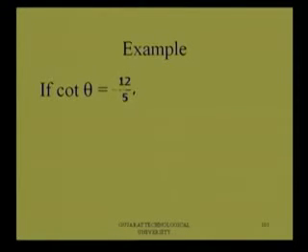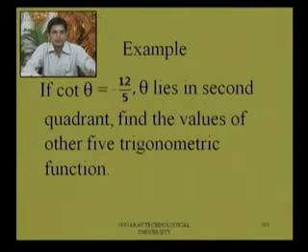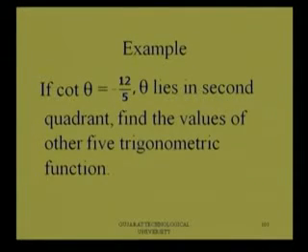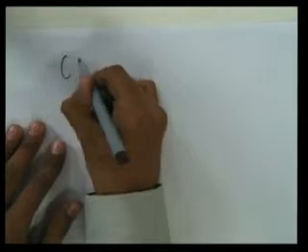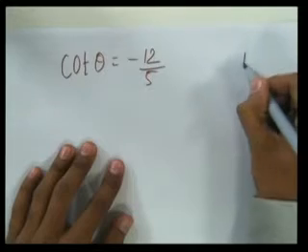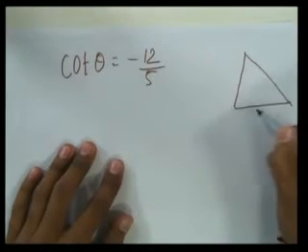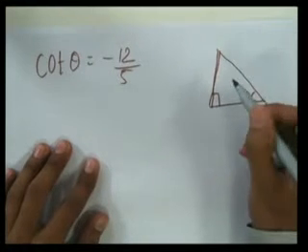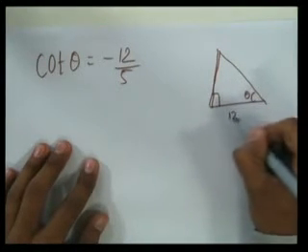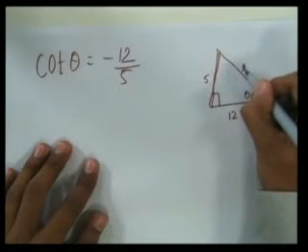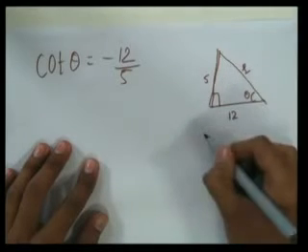Let us see an example. Cot theta is minus 12 by 5. Theta lies in the second quadrant. Find the values of other trigonometric functions. We will discuss on the table. Cot theta is given as minus 12 by 5. By the right angle triangle, this is angle theta, this is angle 90 degrees. So what do we mean by cot theta? Adjacent side by opposite side. So the hypotenuse, that we can consider as r, we can find using the Pythagoras theorem.